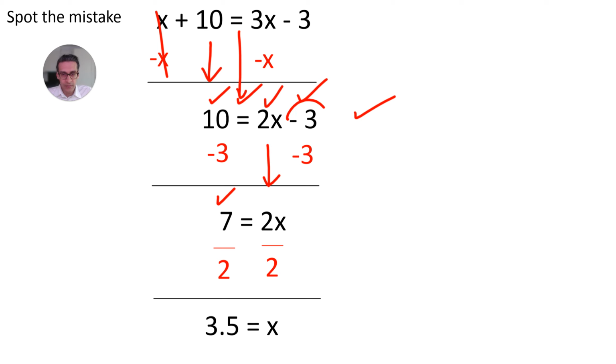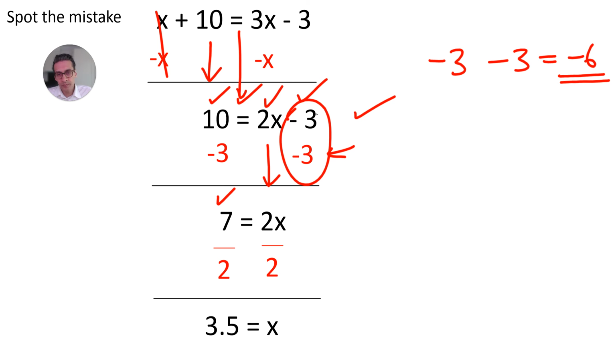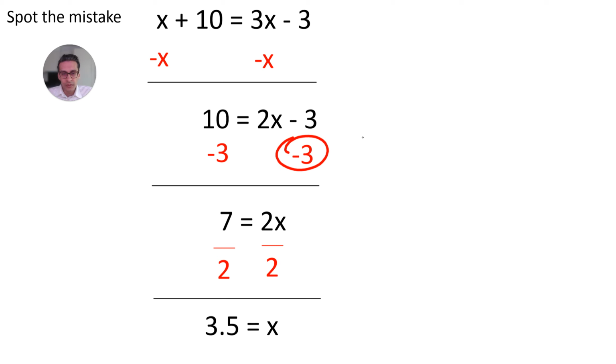Now, negative 3 minus 3, that's the problem here. If you have negative 3 and you take away another 3, you're going to get negative 6. So there is the mistake. What this person should have done is added 3 to both sides, which then makes this wrong as well, but this is where the mistake started out. It should be +3, not -3. So there's your mistake.